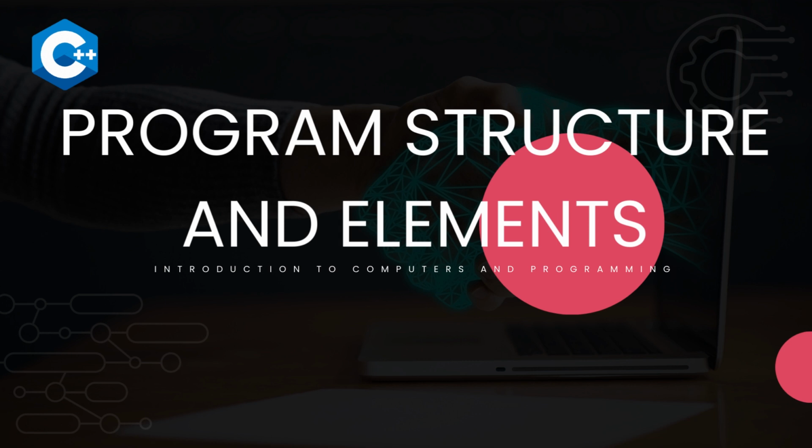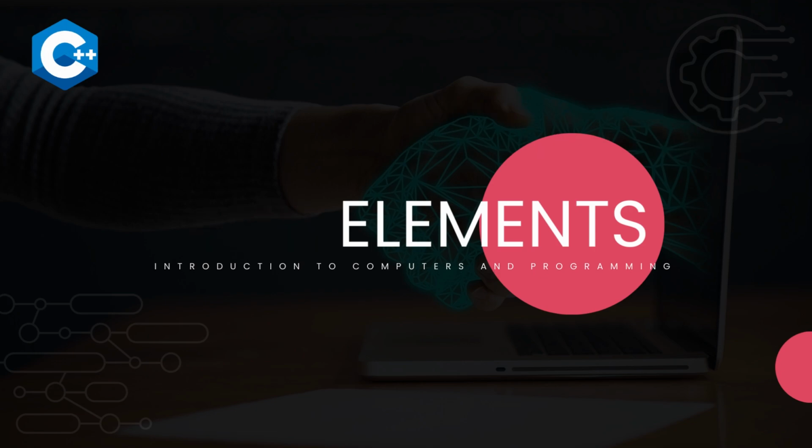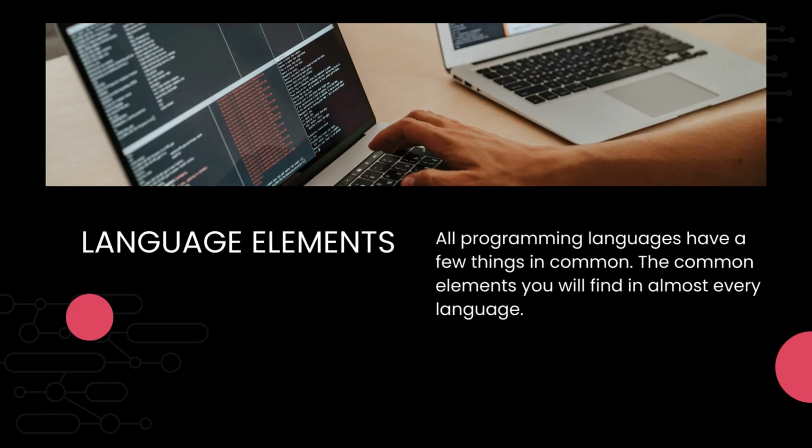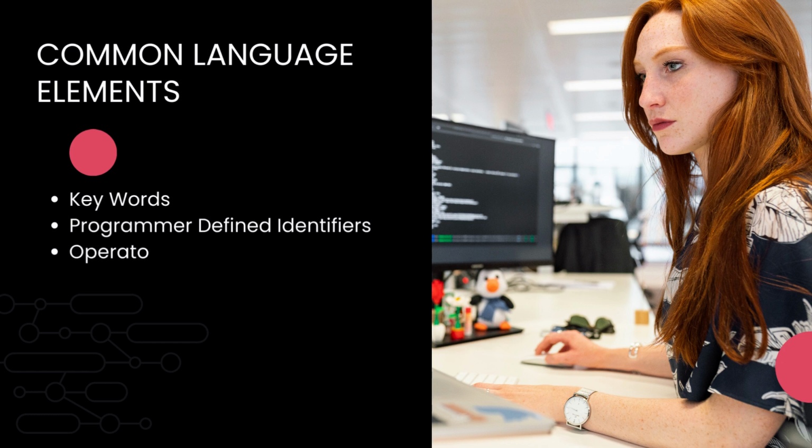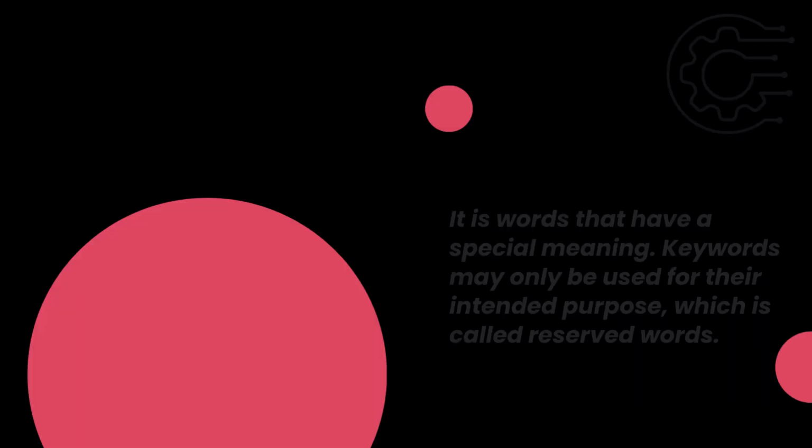Certain elements are common to all programming languages. Language elements: all programming languages have a few things in common. The common elements you will find in almost every language are keywords, programmer-defined identifiers, operators, punctuation, and syntax.